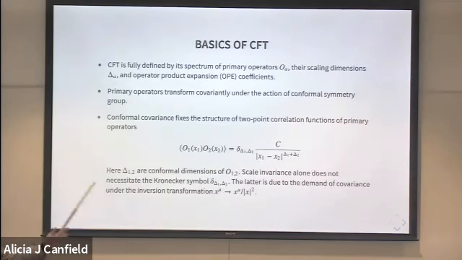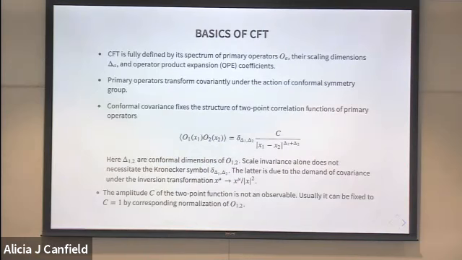So the reason you have a Kronecker delta symbol in general dimension here is because you demand that you have covariance with respect to inversion transformation or a special conformal transformation. The amplitude C, I kept it implicit, but usually you can just rescale operators and reabsorb C into the definition of an operator. Sometimes you have to be careful that you do it consistently throughout the entire calculation.